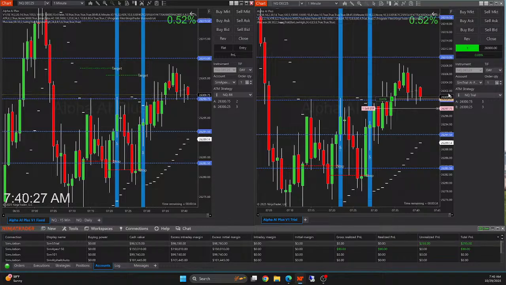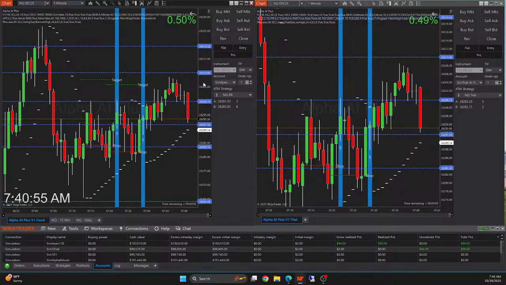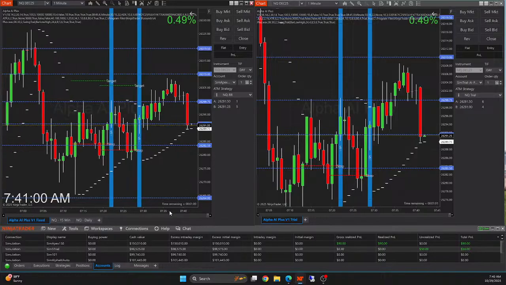Let's see. If you're using a one-to-one target, you should have hit the target already. But I'm using a level, that's why it's still up. If you're using one-to-one, you should be out of the trade, it should have hit the target already. So the target line here is already hit. Order cancelled. Oh man, push down.